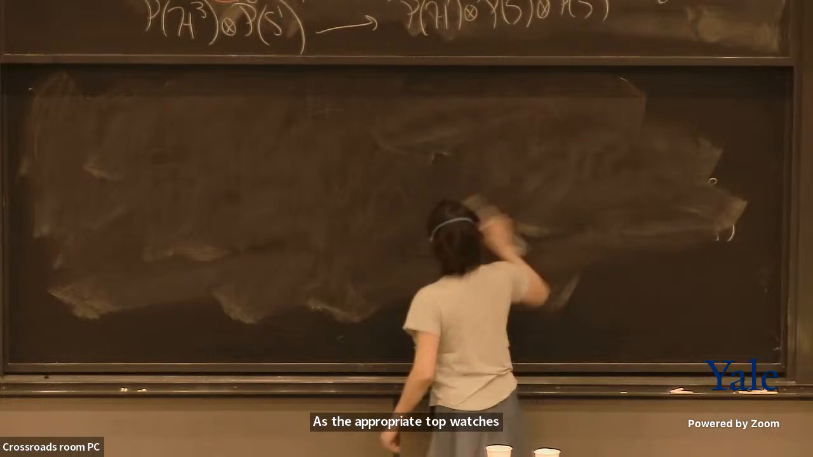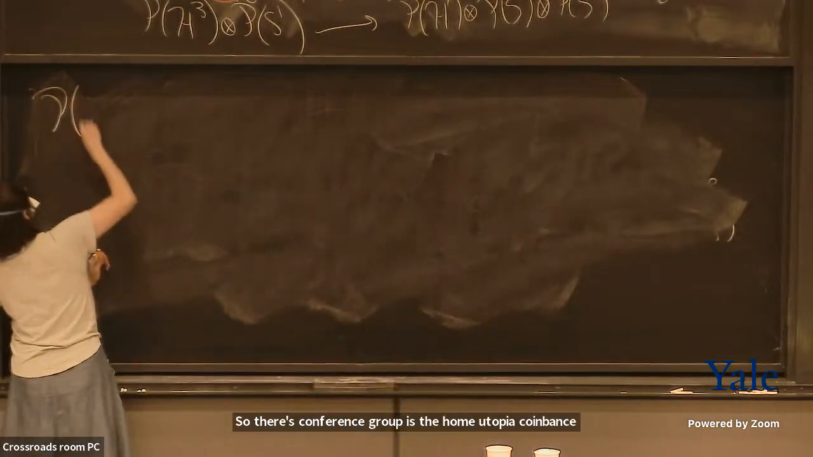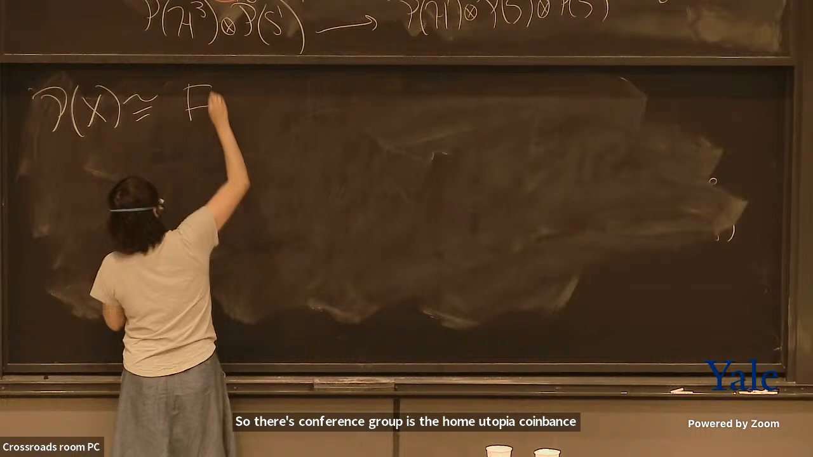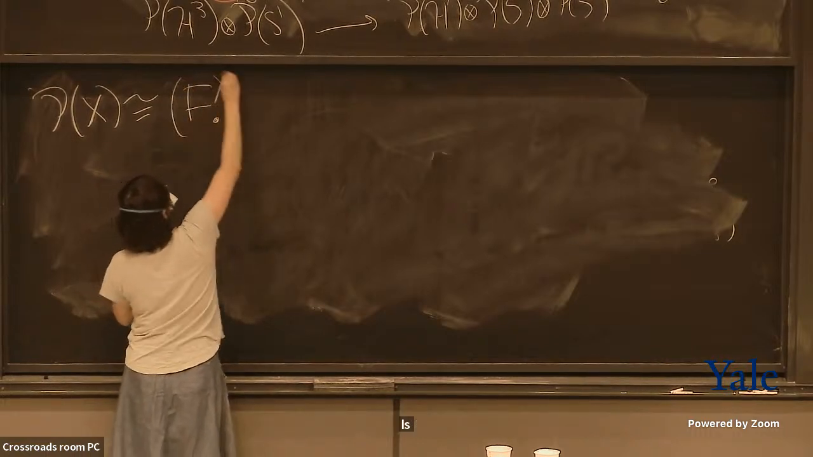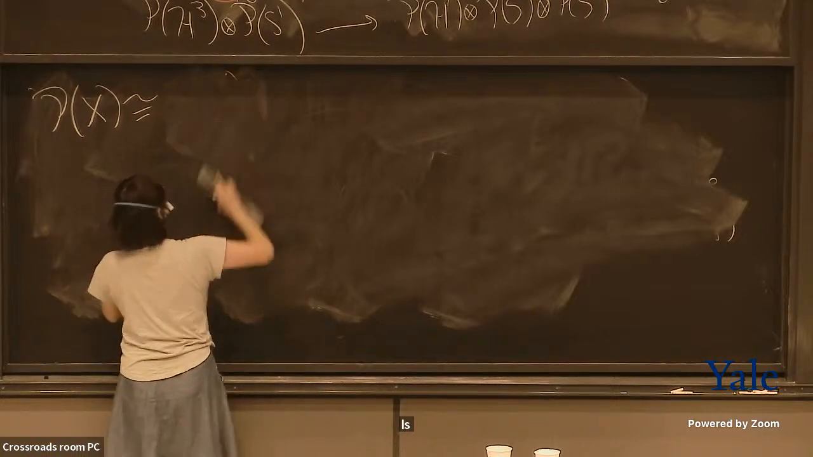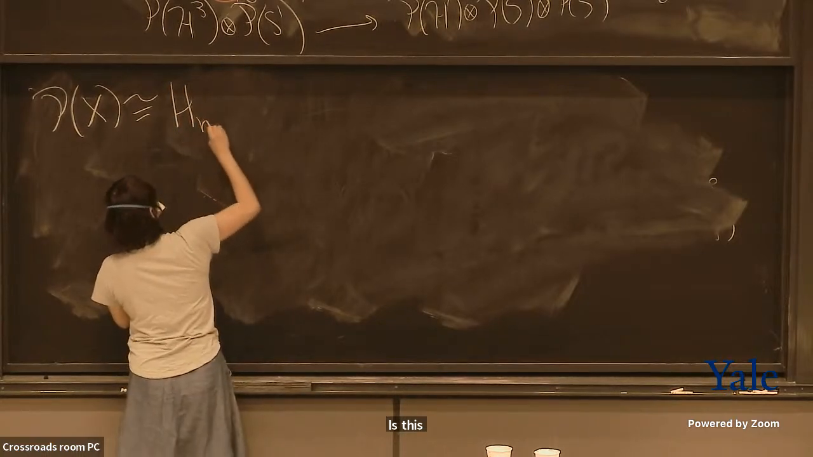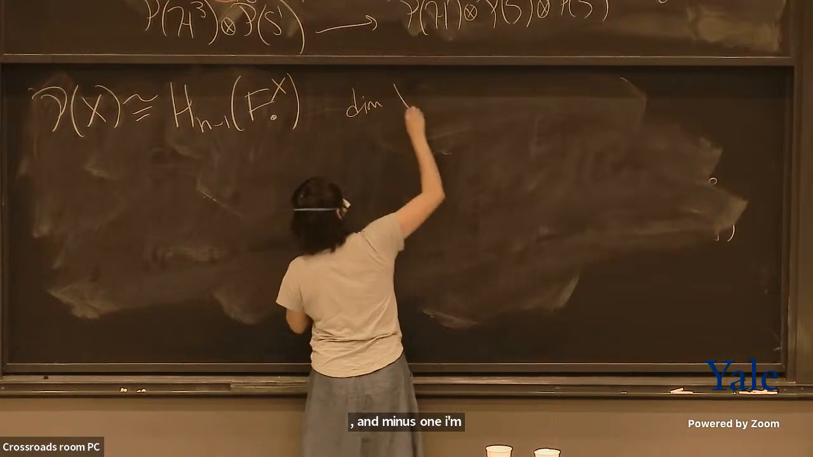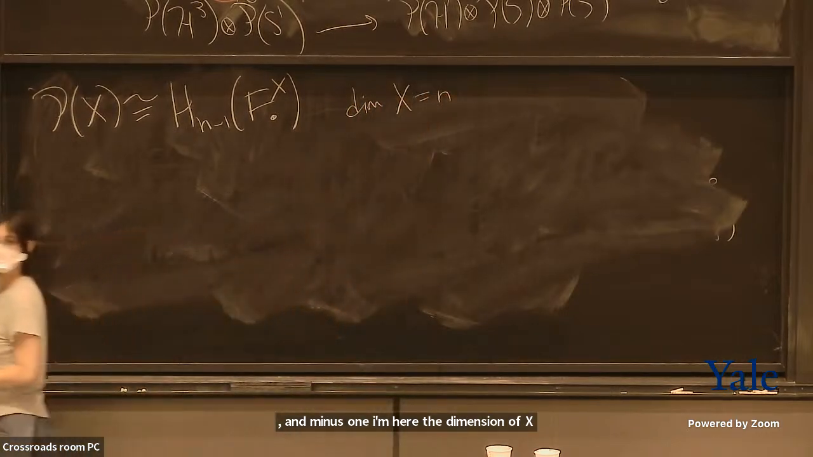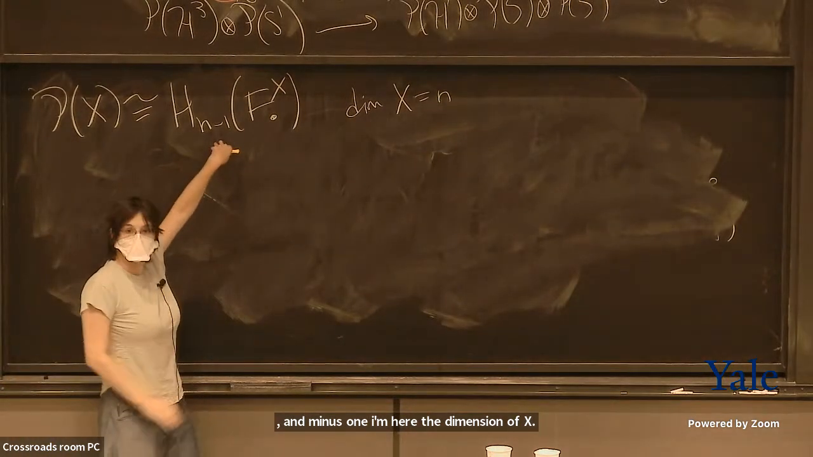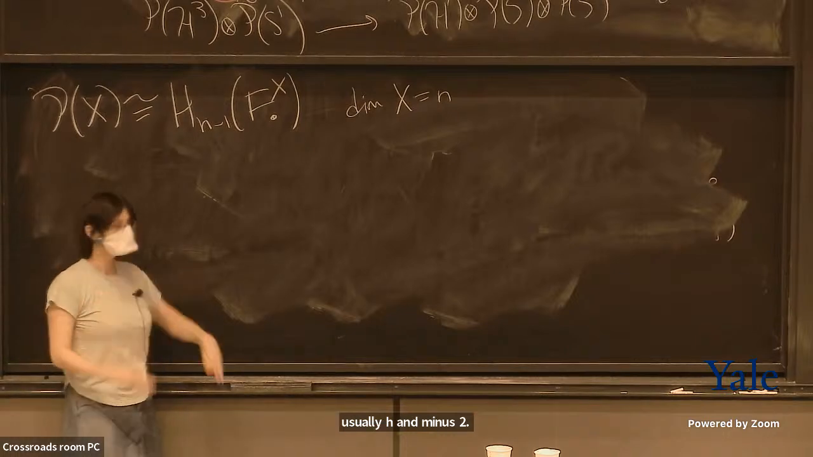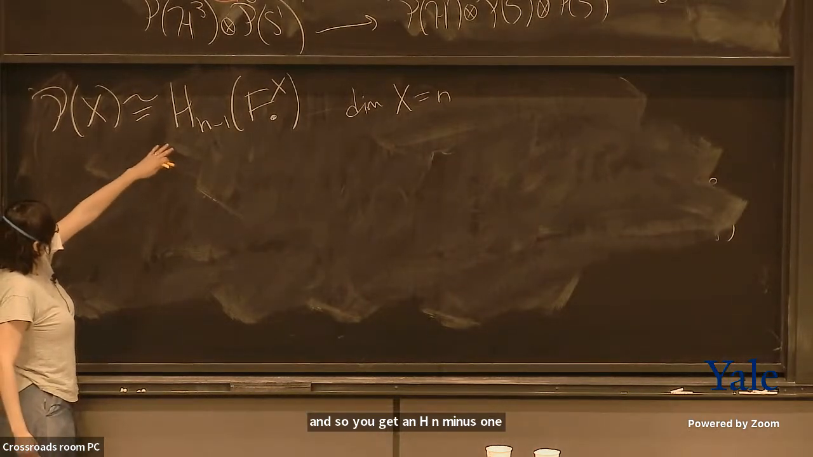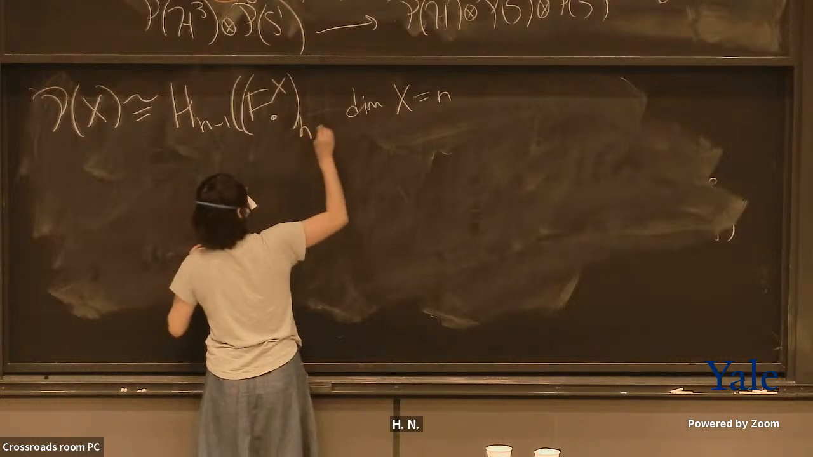I'll write this down. Then P of X is this. Oh, sorry. This H n minus one. And here the dimension of X is n. So as you do with the Tits building, for those who've seen, it's usually H n minus two, but because we have this extra anchoring, it suspends it. And so you get an H n minus one. Oh, sorry, I didn't write it. This is where you take the homotopy orbits.